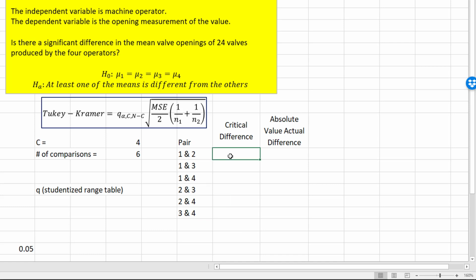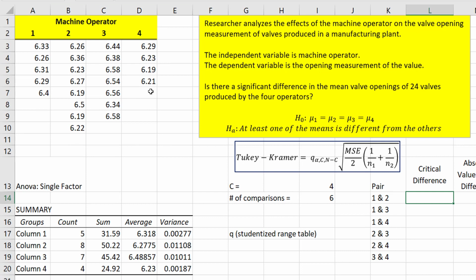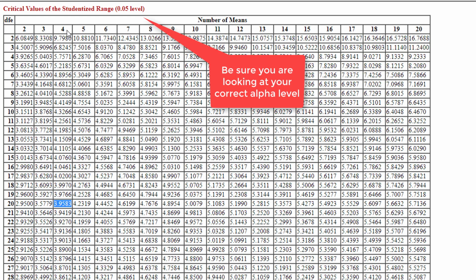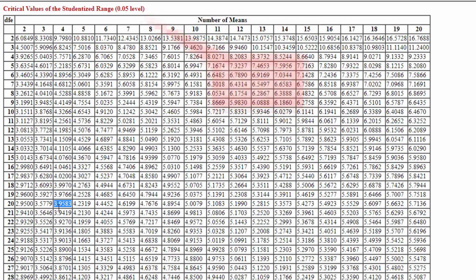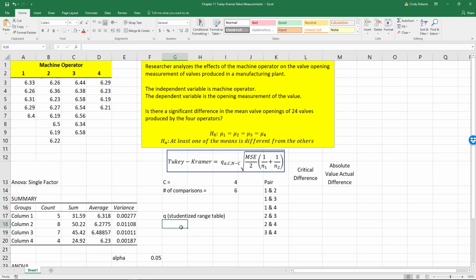I know I'm finished. To get the critical difference, I'm going to use this formula where Q is a studentized range table that you can find on the internet or in a textbook. Notice my C is 4. N is the total number, which in this case is 24. So 24 minus 4 would be 20. So I'm going to be looking under 4 and 20. I just went on the internet and found this table, and if I go to 4 and 20, you can see I get this value. I'm going to round it to 3.96 and put that in here because I'm going to reference it. And now I can do my formula.